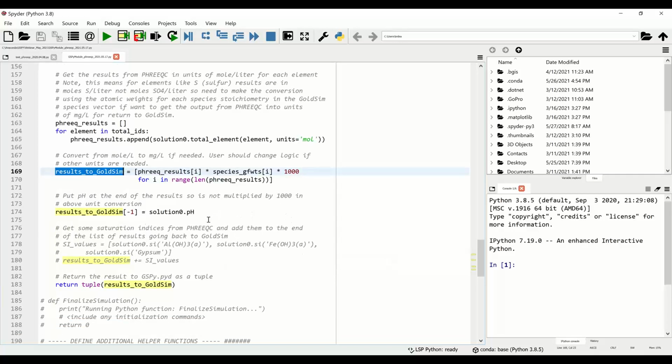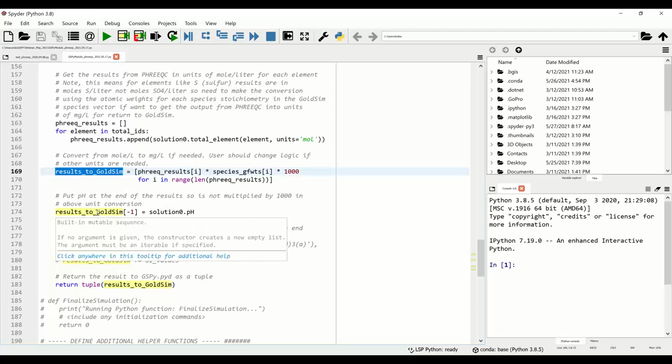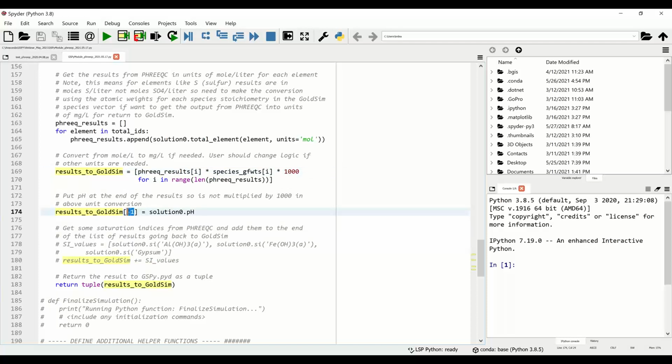Oh, and I should mention, I'm also putting the pH in the last position of that Python list of results going back to GoldSim. And this is the pH coming directly from our equilibrated solution. There is a function in the PhreeqPy solution class which allows you to just get the pH. So I'm putting that at the end, and this is the reason that I have pH at the last position of the species vector, because I want to get this value coming back from Phreeqc. It just seemed easier to have that as the last slot in that vector.